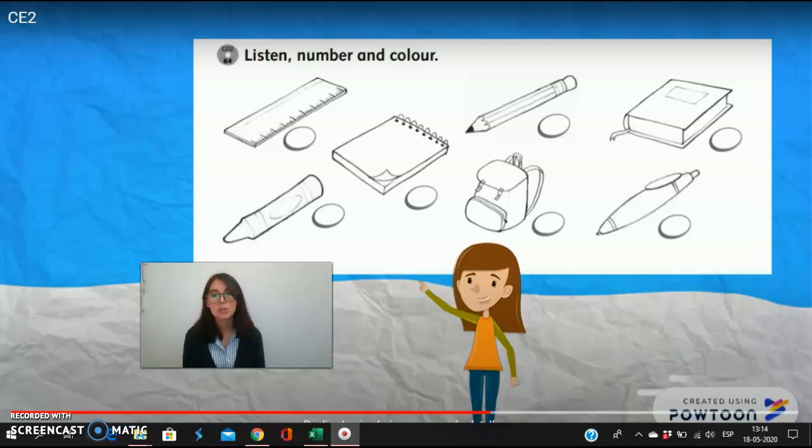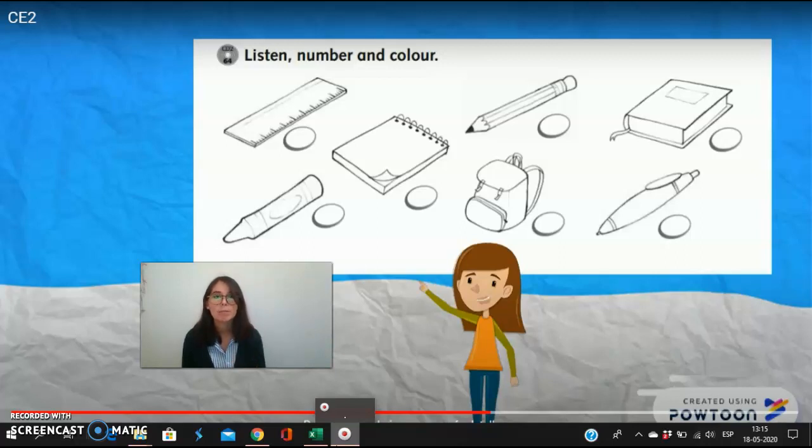Notebook. Number 2, notebook. So find the notebook over there. Which one is the notebook? You write number 2 inside the circle. Remember, inside the circle, number 2. And you paint it red. It's a red notebook. Number 2, red notebook. Good.